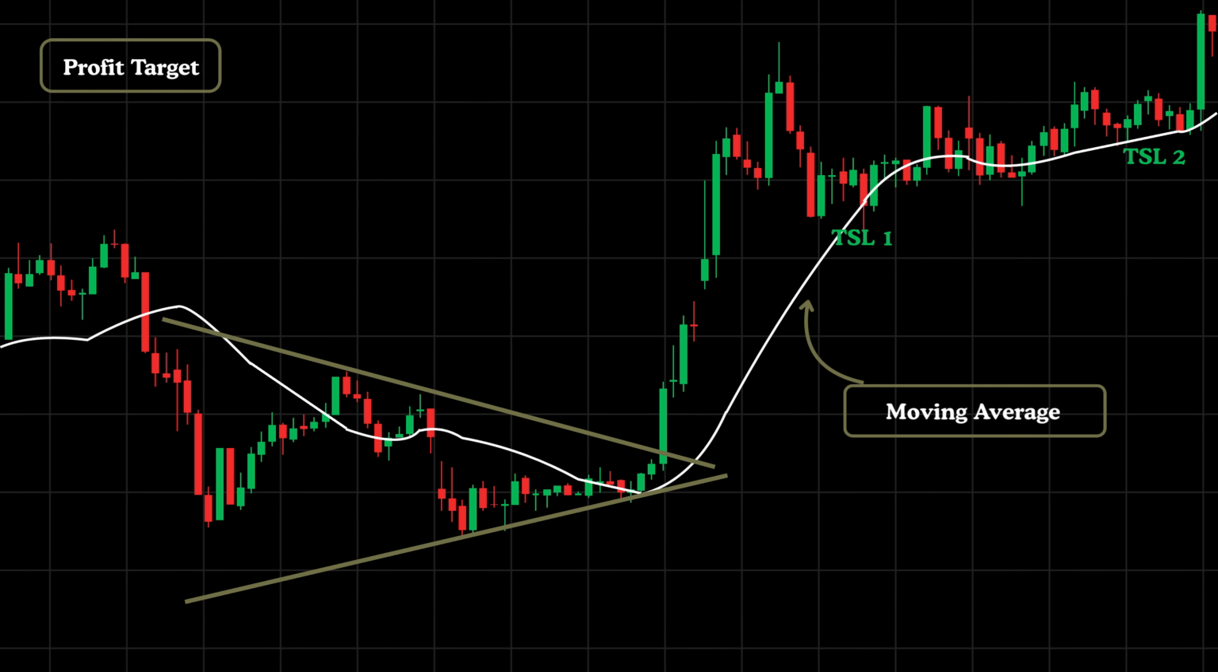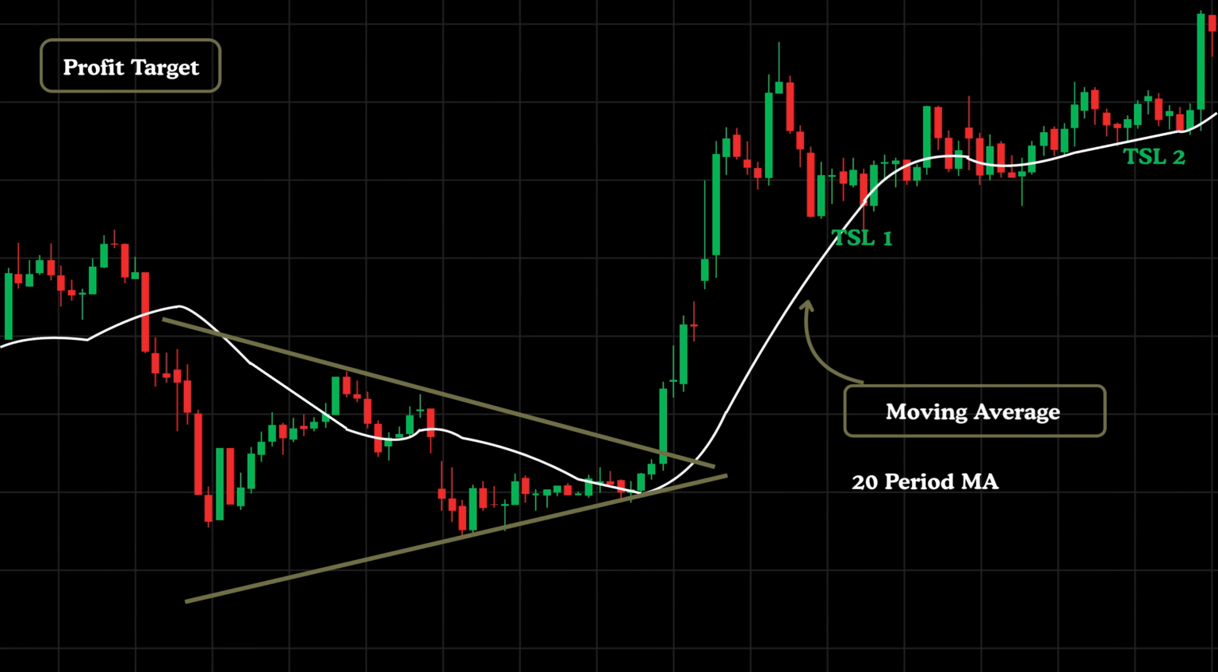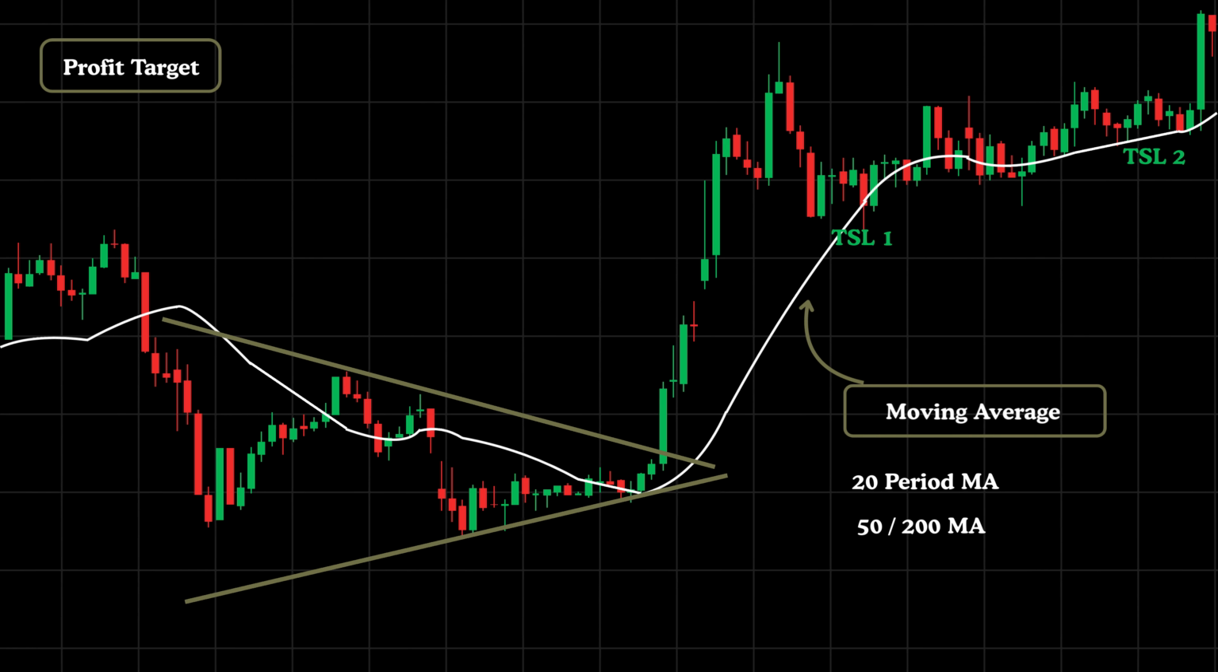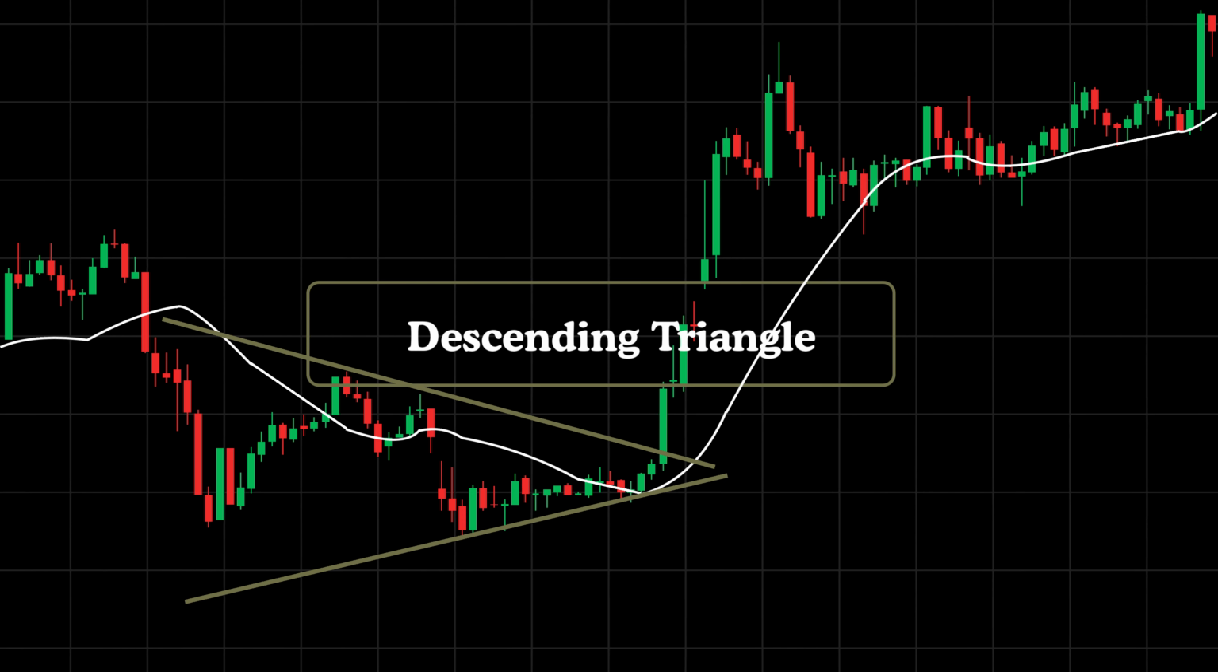If you are an intraday trader, you can use the 20-period moving average, which works well on lower time frames and makes it easier to apply a trailing stop loss. For swing traders, you can use the 50 and 200 period moving averages to set your stop loss, which helps you capture maximum profit. Now, let us discuss the descending triangle pattern.